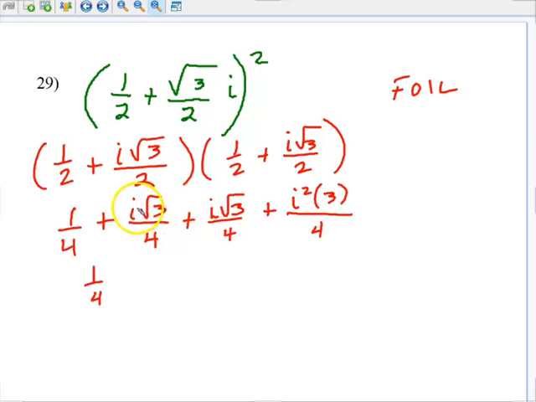So this is really just, think about 1 plus 1 is 2I root 3 over 4. All right, so that takes care of those. And then this is going to become, remember I squared is -1, so -1 times 3 is -3/4. And now we combine these two fractions, 1/4 minus 3/4 is -2/4.